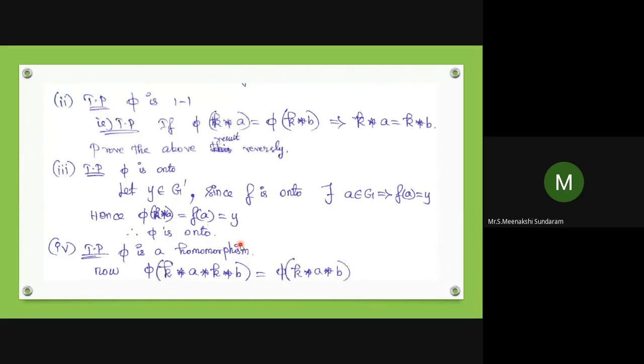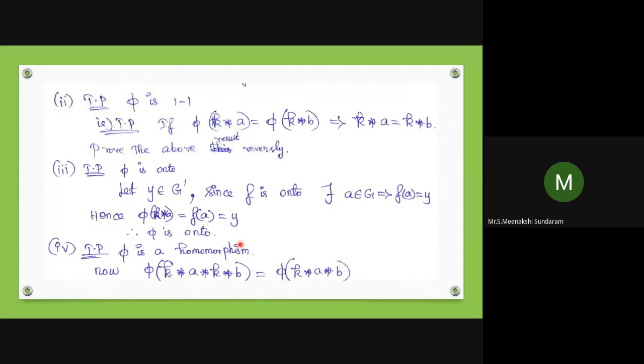அது it is onto, அது mapped into y க்கு மேப் ஆகும் g dash some elements. So அப்போ therefore hence pi of k star a equal to some f of a that is equal to y. Therefore pi is onto. அப்போ clearly pi வந்து onto ன்னு சொல்ல முடியும். This pi is onto.